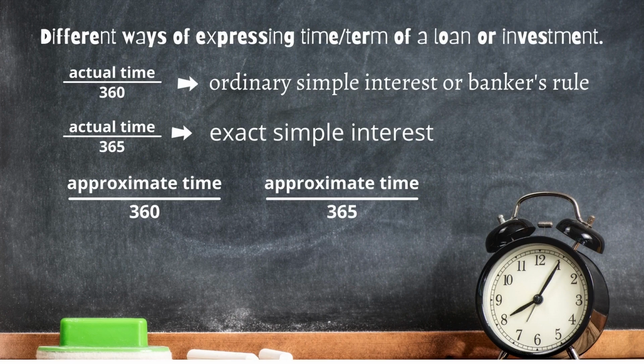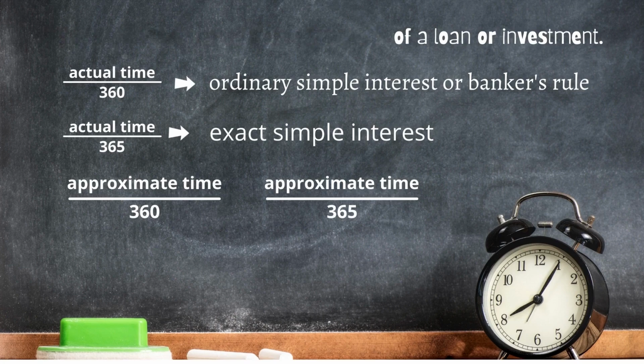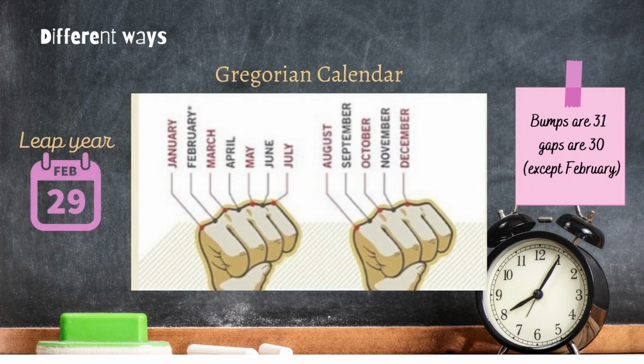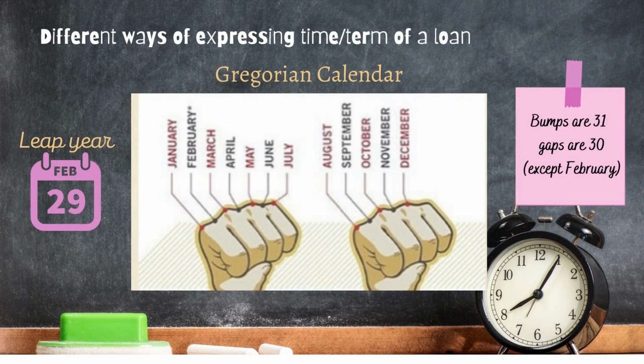Actual time is divided by 360 or 365 days, or approximate time divided by 360 or 365 days. Take note that the banker's rule or ordinary simple interest is applied whenever a given problem does not specify the time factor to be used. For the actual time, we are using the Gregorian calendar.